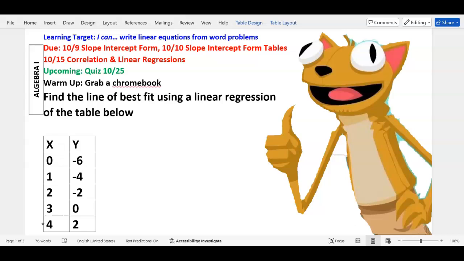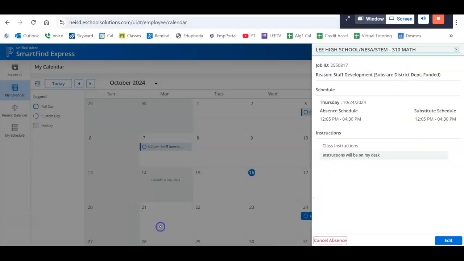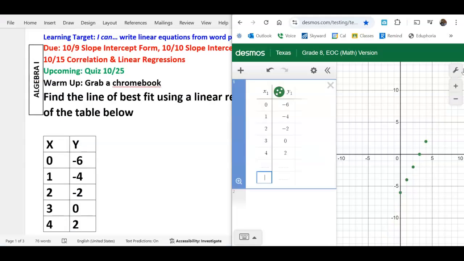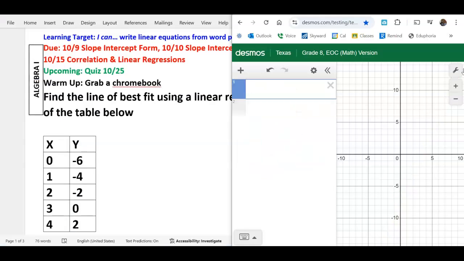So using your Chromebook, you want to find the line of best fit, right, using a linear regression. Okay? So what do we want to do? We want to take this over to Desmos. All right, so once you go to Desmos through the Launchpad, you should be able to put in a table. We learned this yesterday, so how do I get a table? What do I press? Plus sign, table, and I'm going to start typing in 0, 1, 2, 3, 4.